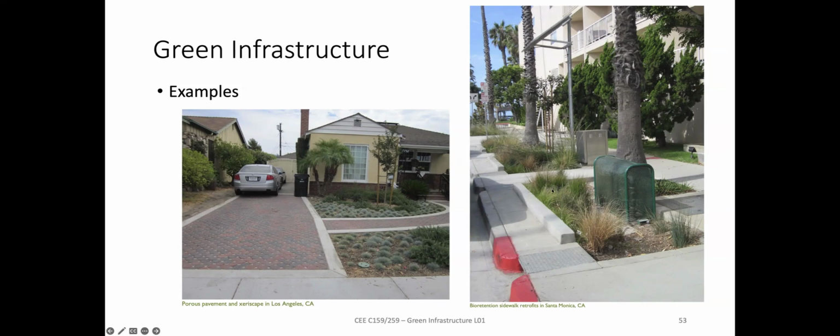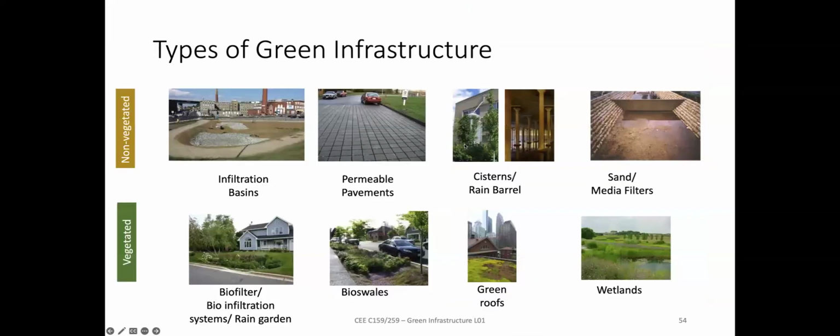This is a planter box near Santa Monica. You can see that stormwater is coming through the system here and entering the system, and then it goes through a series of planter boxes before it gets into a storage tank underground.